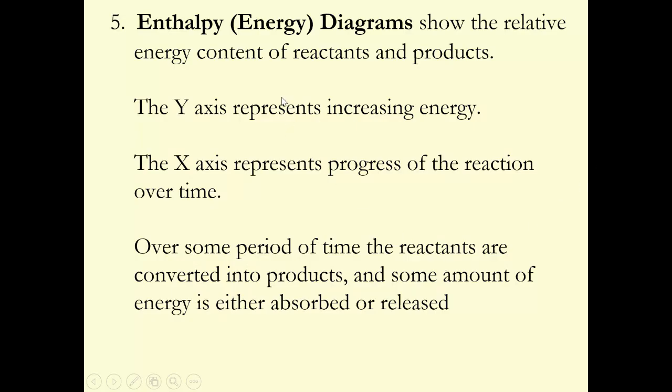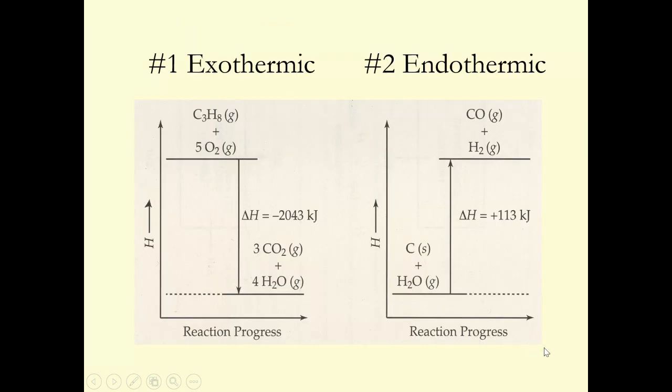An energy diagram is essentially a y-axis, x-axis diagram. The y-axis represents an increasing amount of energy, and the x-axis represents progress of the reaction over time. So over some period of time, the reactants are converted into products, and some amount of energy is either absorbed or released. We have here two diagrams. One is the diagram of an exothermic reaction. The other is endothermic. We're going to look first at the exothermic diagram.